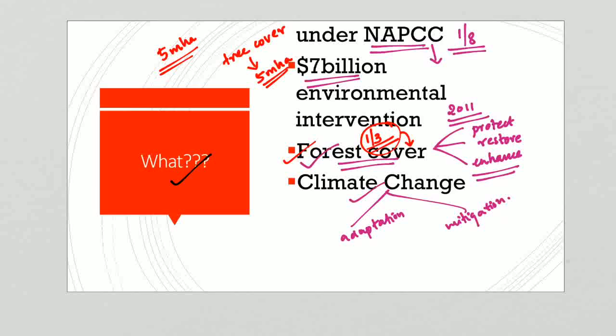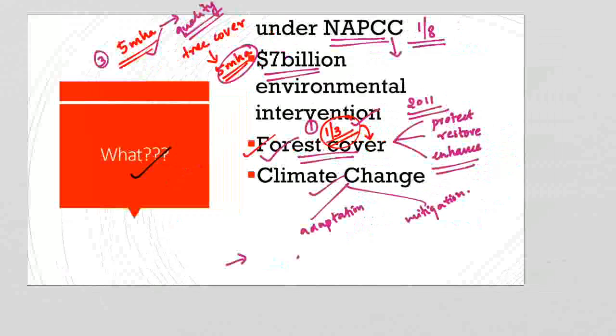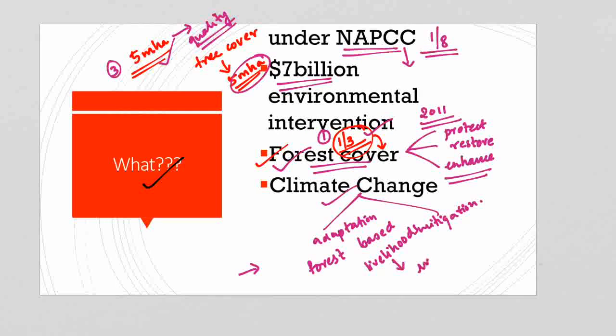So first target is to put around 1/3 of the country under forest cover. Second one, to create a tree cover of 5 million hectares. Third target is to create an additional 5 million hectares of quality forest or tree cover on either forest land or on non-forest land. That means the third target aims to enhance the quality of the existing tree cover. And another aim of this mission is to improve the forest-based livelihoods. So this will help in improving the income of those who are dependent on forest produce. For example, honey collection, bamboo collection, etc.